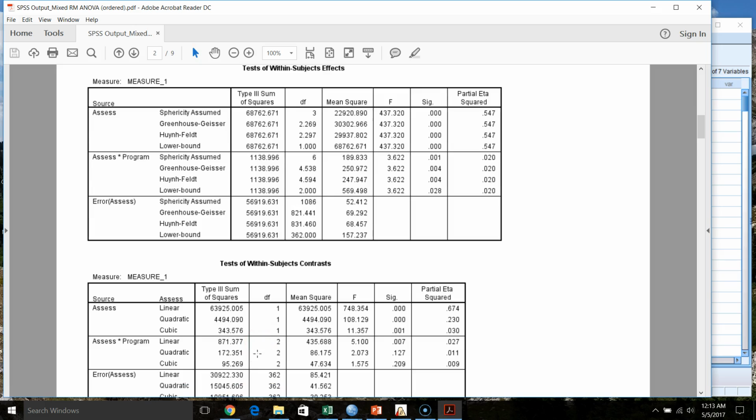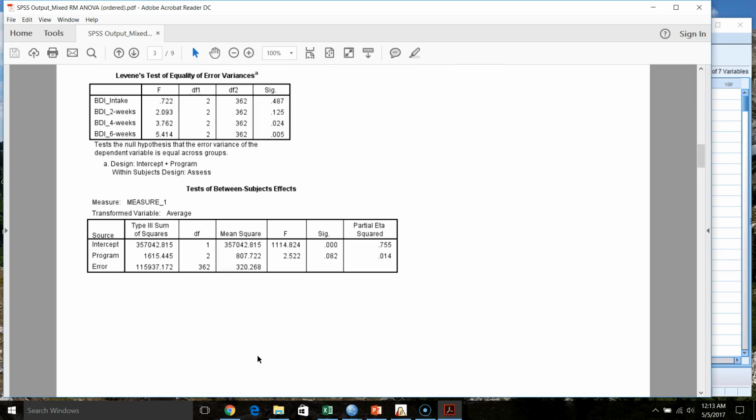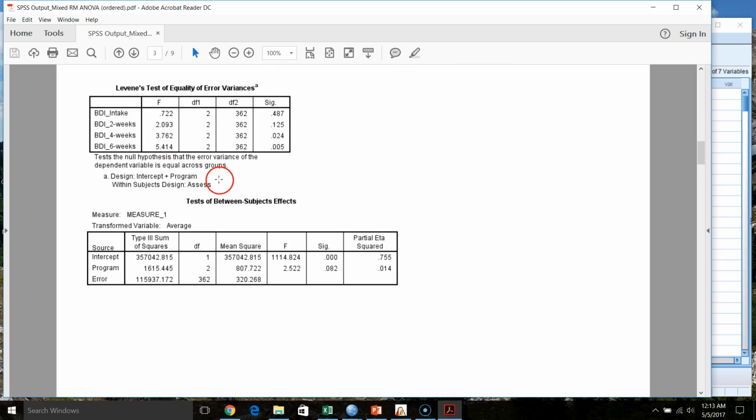And then if we go down through and take a look at our Levene's test for our between subjects effects, remember, think of this as a one-way ANOVA design, looking at differences across treatment groups at intake, at 2 weeks, at 4 weeks, at 6 weeks. We're seeing that we're pretty good when we start, but as we continue on through treatment, by the time we hit week 6, we have some evidence of violation of homogeneity of variance.